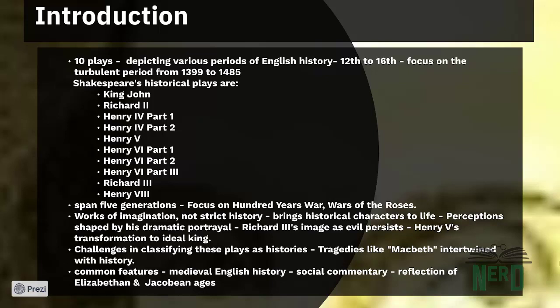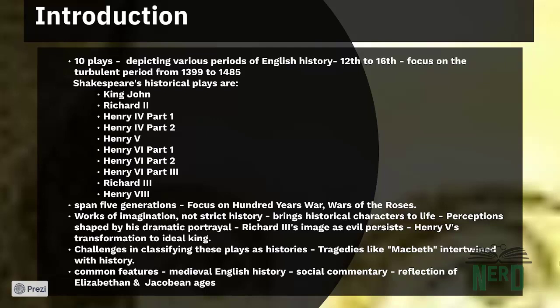The Shakespeare histories share several common elements. Firstly, they predominantly unfold during medieval English history, focusing on significant periods such as the Hundred Years' War with France. Among these historical dramas, we find the captivating Henry tetralogy, Richard II, Richard III, and King John, where many characters appear at different stages of their lives.